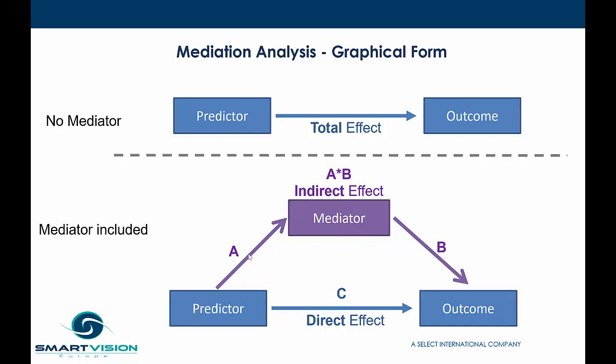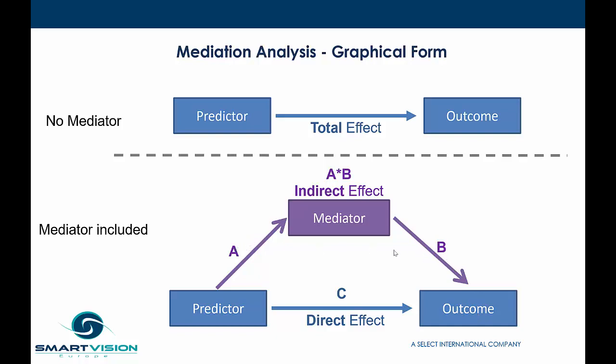Then we have pathway A, which measures the relationship between the original focal predictor and the mediator variable, or underlying cause variable, if we think that exists. And then the relationship between the mediator itself, the underlying cause variable, and the outcome variable, the dependent variable itself, which is labeled here pathway B.